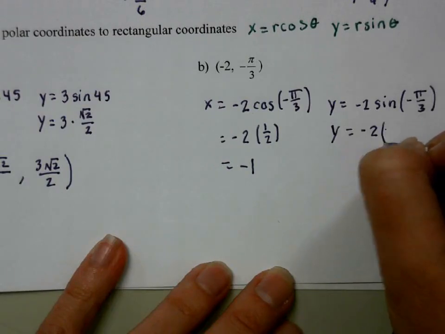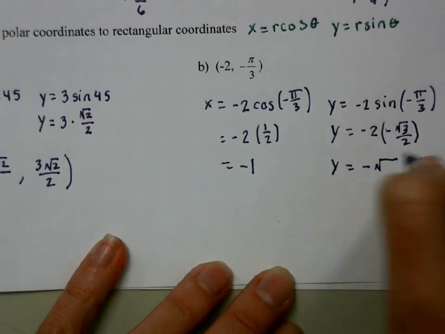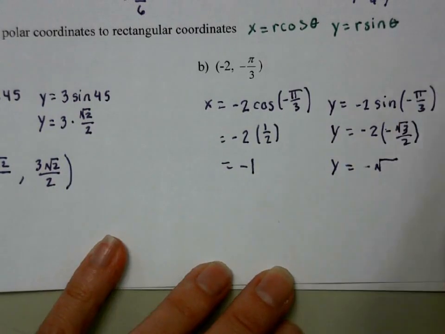So this is going to be a positive root 3. So we get the coordinates negative 1 and positive root 3.